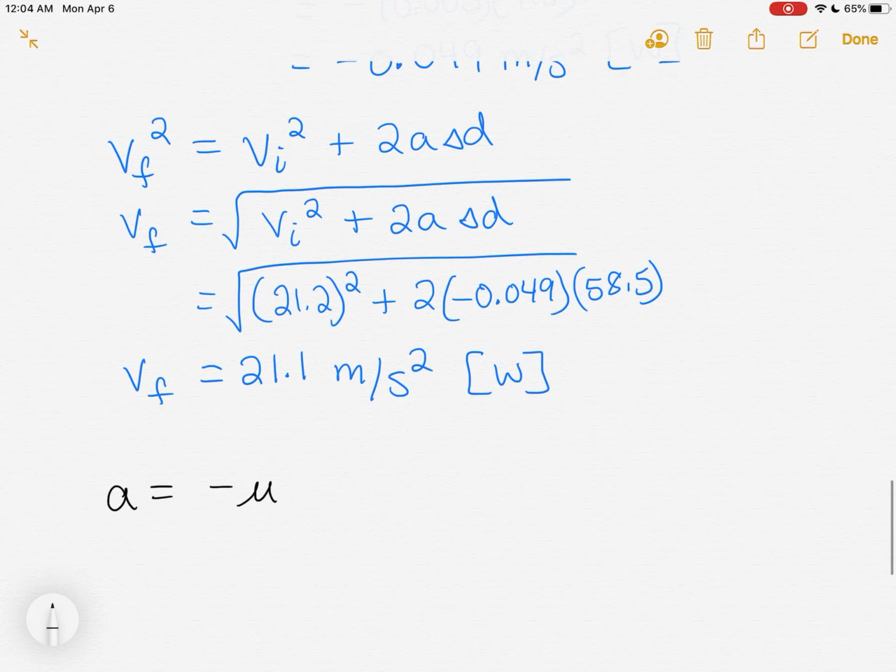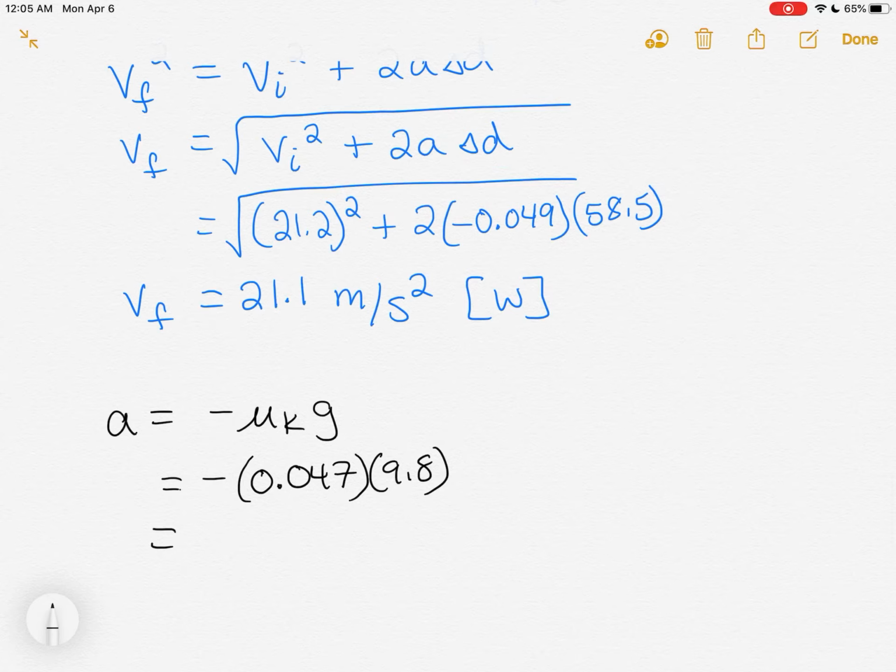So our acceleration is still just our negative mu k times g. And so we're going to calculate our new acceleration in this new instance with a mu k of 0.047. So our new acceleration is 0.047 times 9.8, which is negative 0.46. Okay, so now we're accelerating again to the west still, at a higher rate.